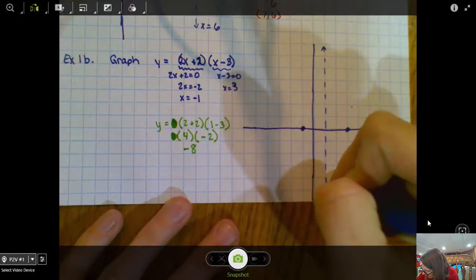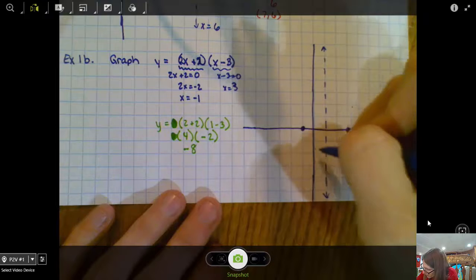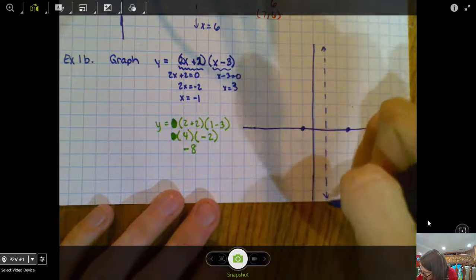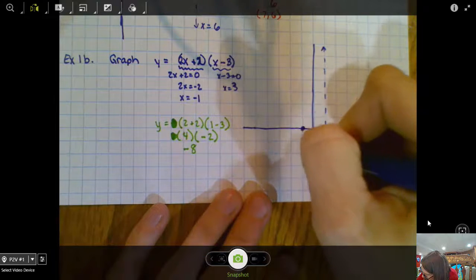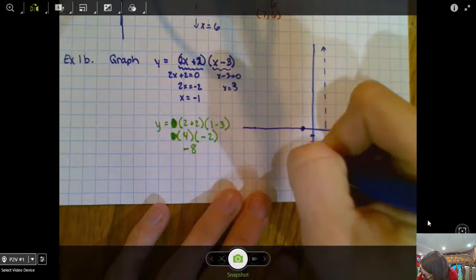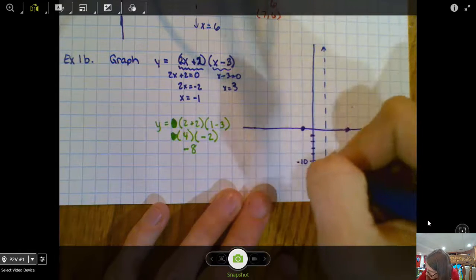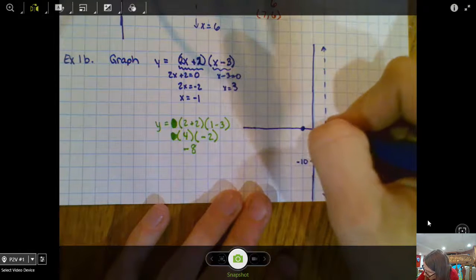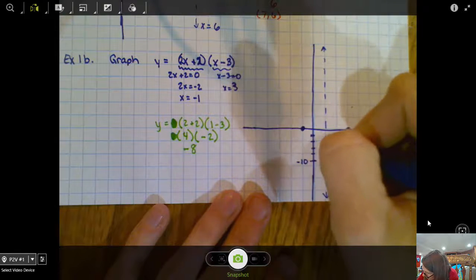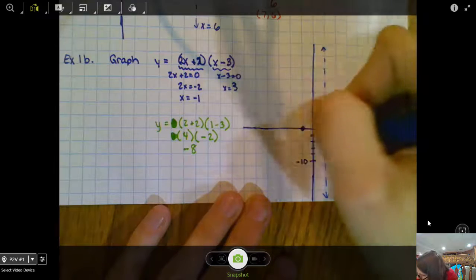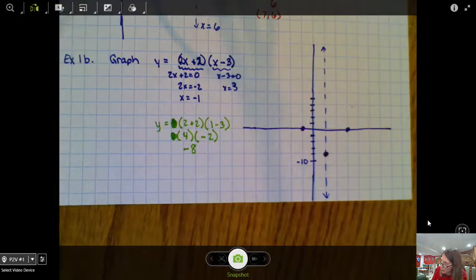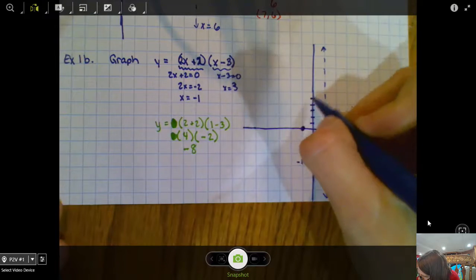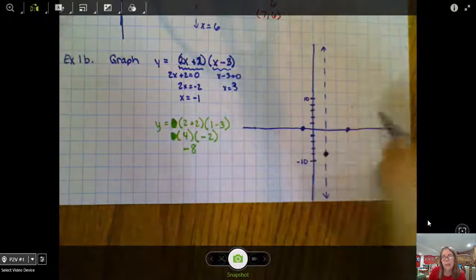Then we can plot our vertex on our parabola. And since I apparently did not leave myself enough room, I'm going to change this so I go up by 2's. So here's 10. Negative 2, negative 4, negative 6, negative 8. Here's my vertex. And keep in mind, we really want one more point on each side.